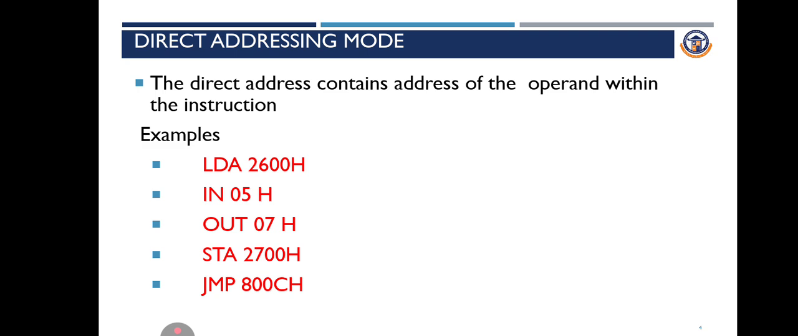This is the direct addressing mode. In direct addressing mode, the address contains the operand within the instruction. So the operand is specified in the instruction. If you take the example of load A, that is LDA 2600, here we have the address 2600, and the content stored in 2600 is loaded to the accumulator. So the operand is specified within the instruction.